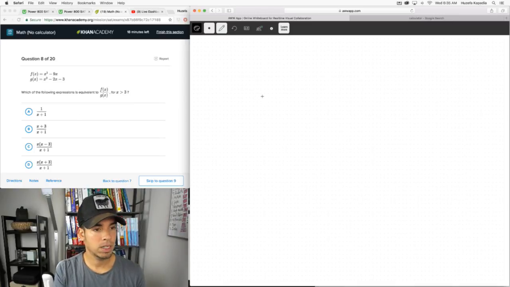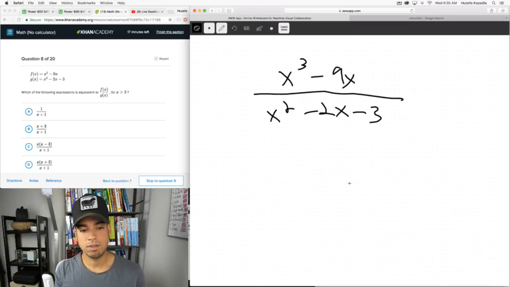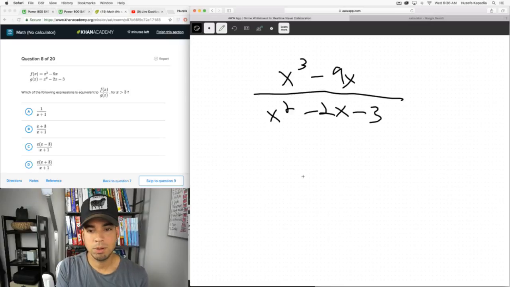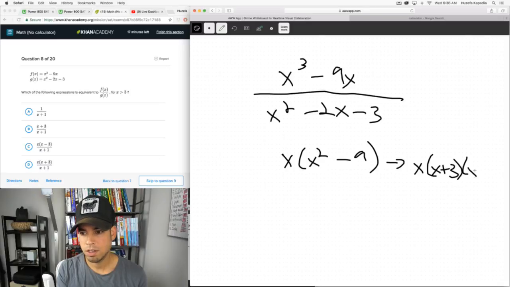f of x equals x cubed minus 9x, and they just want f of x over g of x, where g of x is x squared minus 2x minus 3. I've said this before in my SAT video course, and in these videos: if you're not sure what to do, just start factoring. So I'm going to pull out an x on top, x times x squared minus 9. On the bottom, actually I'm going to factor this further. This becomes a difference of squares, x times x plus 3, x minus 3.